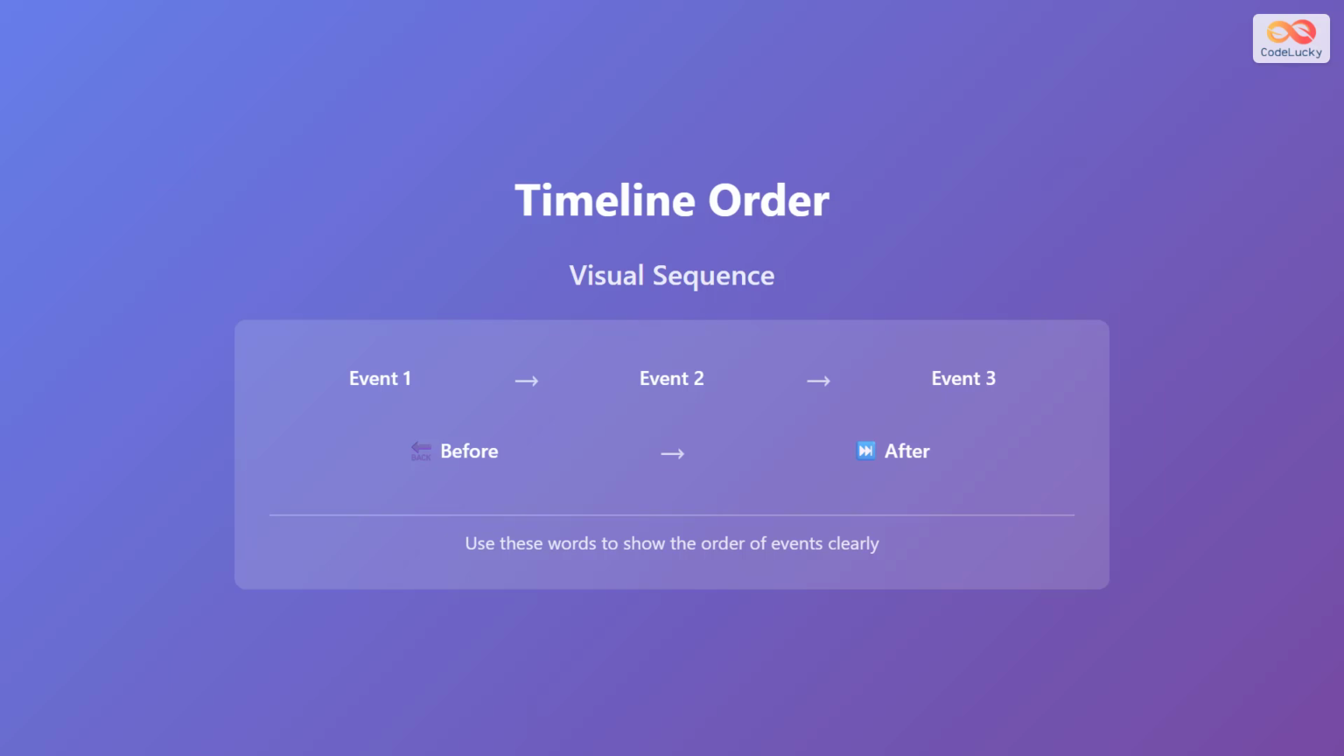Let's visualize how these sequence words work on a timeline. Imagine event 1, then event 2, then event 3 happening in order. Before helps us talk about event 1. After helps us talk about event 2 and event 3. By using these words, we can show exactly when things happened. This makes our communication much clearer and more organized.